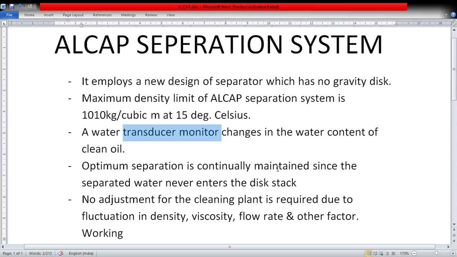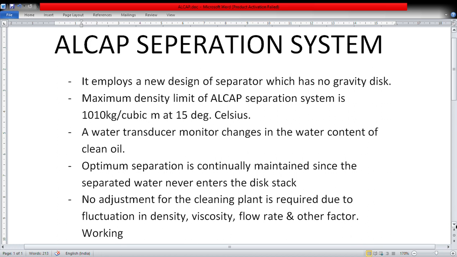So we have here the advantage over the purifier. The advantage in the ALCAP separation system is that water is not entering your disc stack. That is the reason the chances of water going with the clean oil are very less. No adjustment for the cleaning plant is required due to fluctuation in density, viscosity, flow rate and other factors.